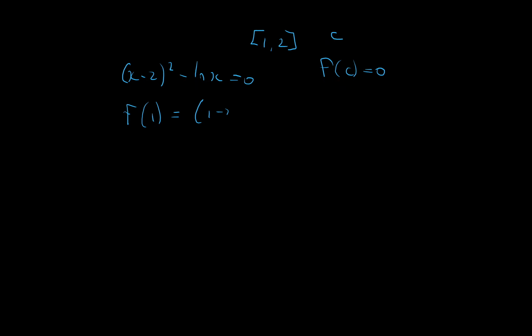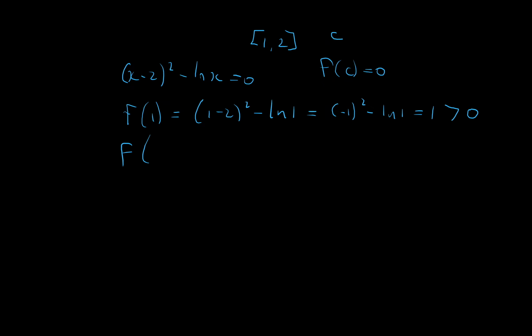To solve this problem, we substitute 1 into our equation. So we get (1 minus 2) squared minus ln of 1. And this would be then minus 1 squared minus ln of 1. We know ln 1 is 0. So this answer will be 1. So this will be greater than 0.